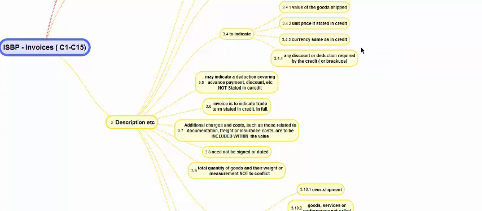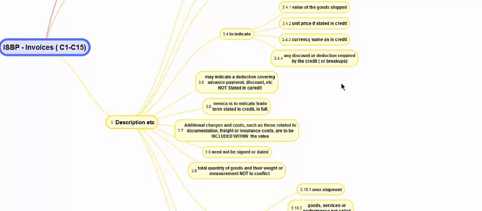If the value is given in any other currency, the currency in the credit should also be mentioned so as to ensure that the drawing is well within the amount allowed in the credit. Any discount or deduction required by the credit should be given in the invoice. Not only discount or deduction, but also breakup.